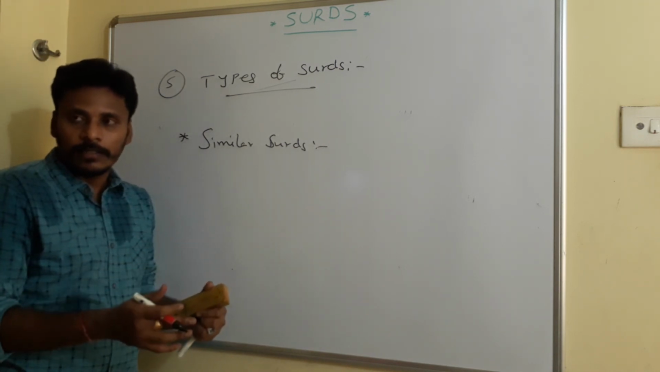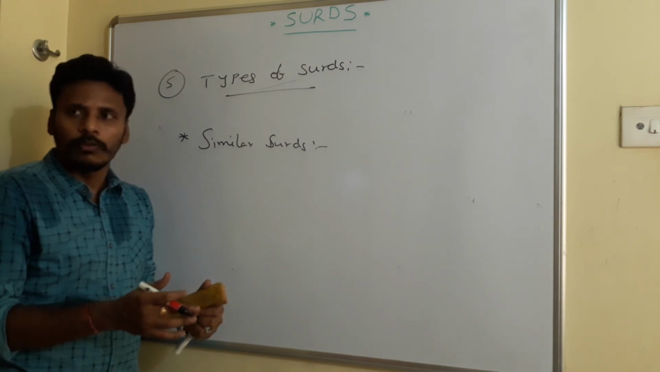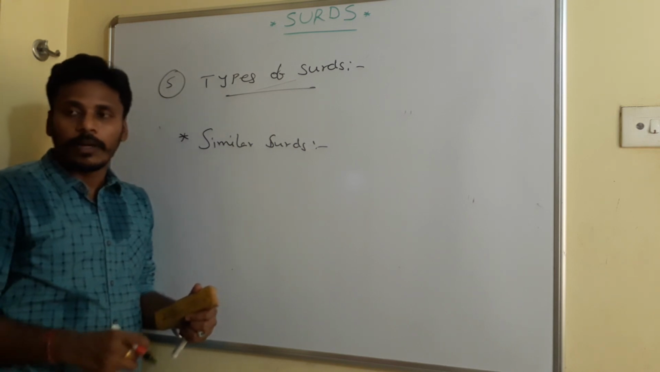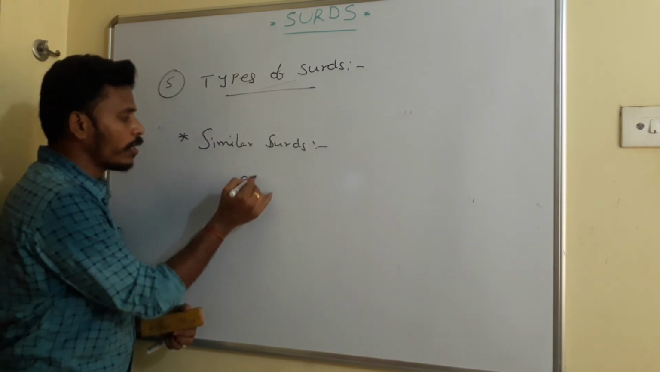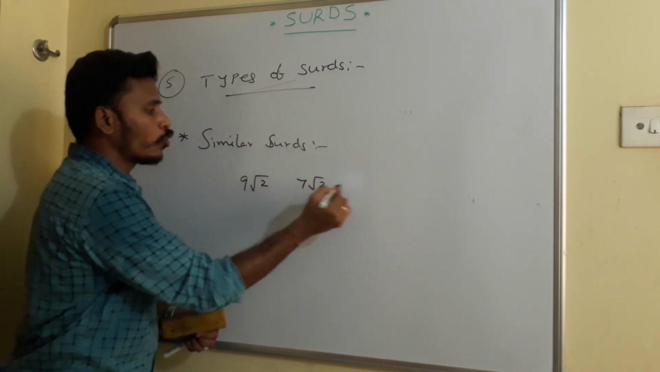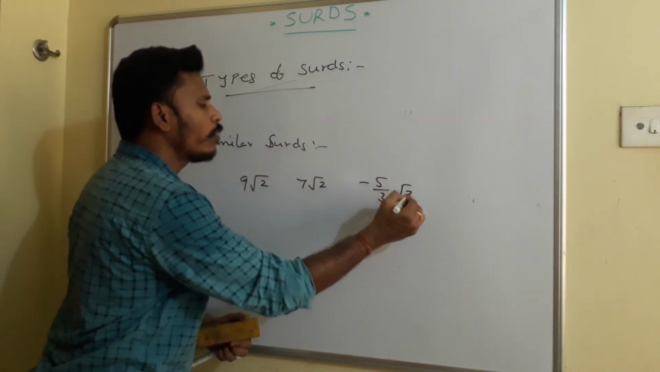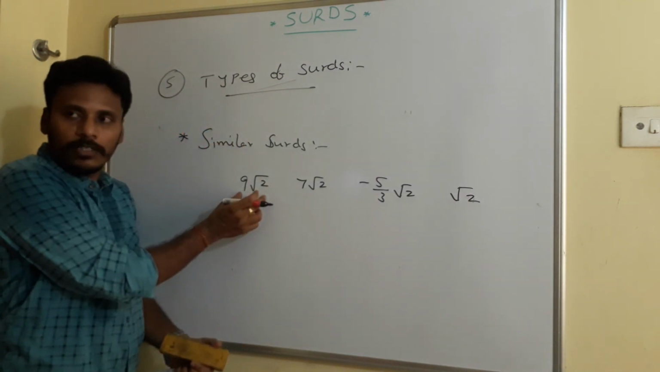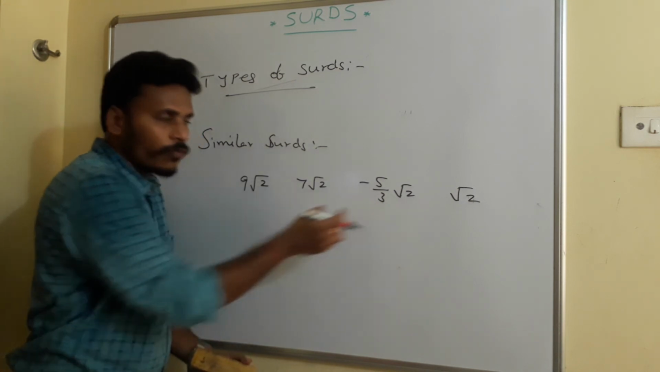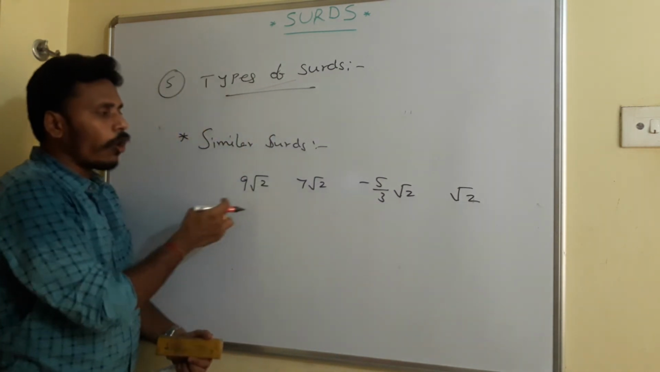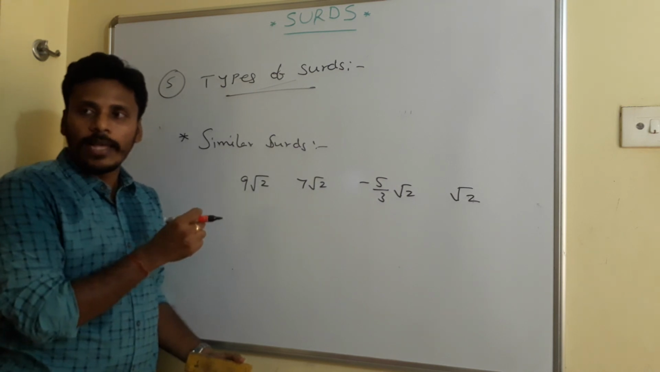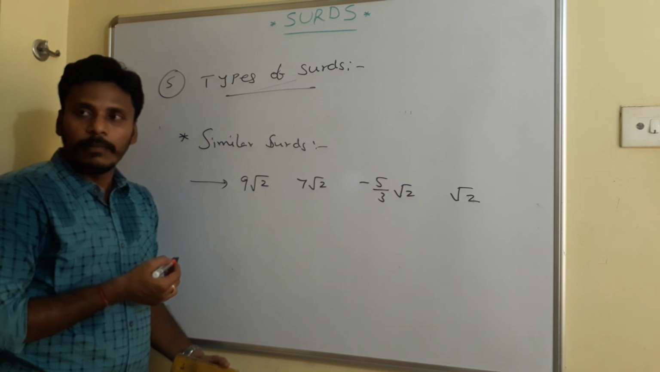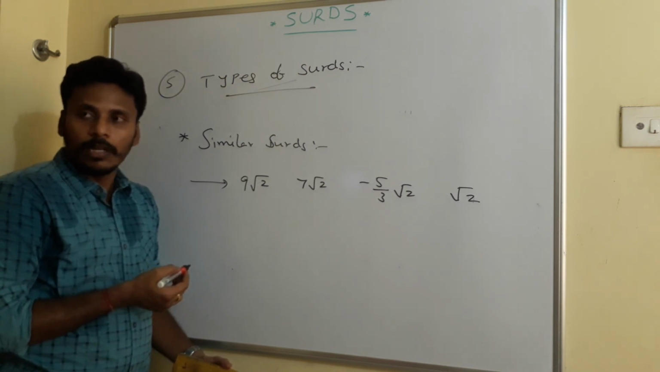If there are certain surds, pure surds, may not be pure, if there are certain surds in simple form whose irrational part is the same. For suppose 9 root 2, 7 root 2, minus 5 by 3 root 2, or you may say just root 2. Root 2 is a surd. So 9 root 2 is also a surd. 7 root 2, minus 5 by 3 root 2, root 2. If you look at all these things, they contain root 2 as a surd. So these types of surds are called similar surds, just like the like terms or similar terms in algebra.